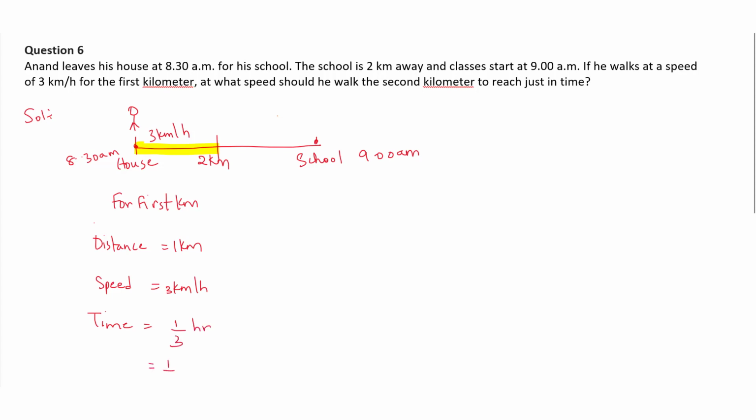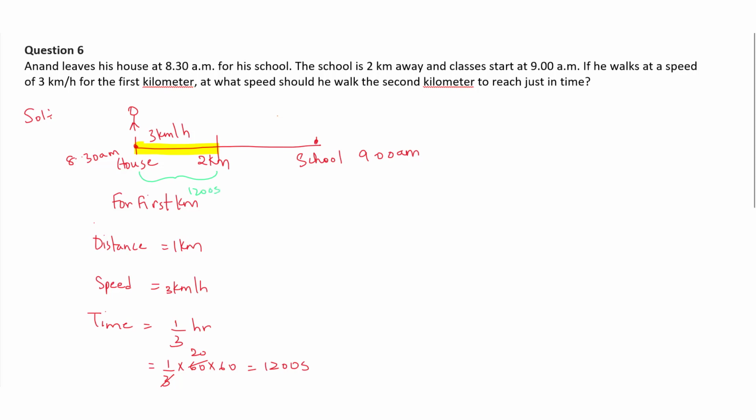So 1/3 of an hour will be equal to 1/3 into 60 into 60, because in an hour there are 3600 seconds. Your time period is 1200 seconds. So the next thing is, now that we know, to move from his house to 1 kilometer is 1200 seconds.